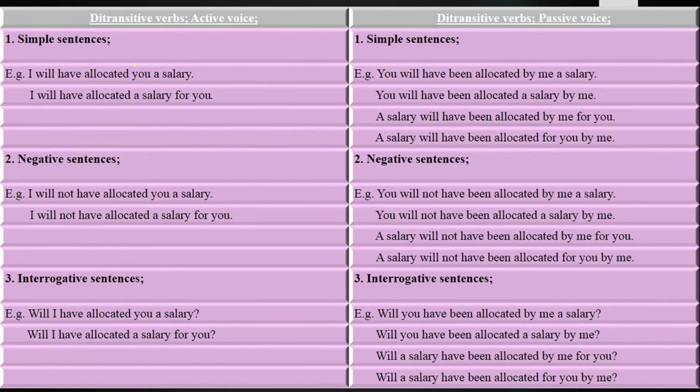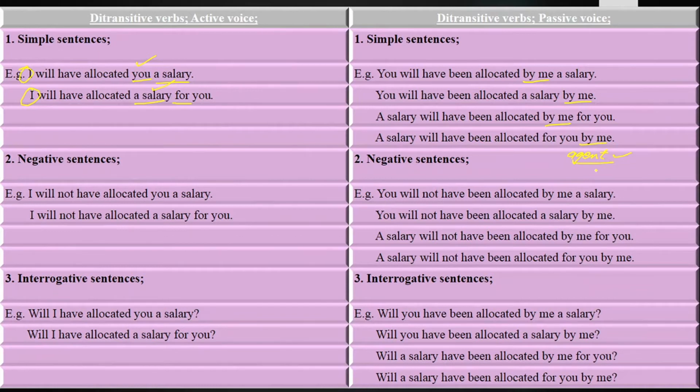I will have allocated you a salary. I will have allocated a salary for you. You know indirect comes at the beginning, direct at the end, but if you bring the direct first, it will be followed by a preposition. In the same way, the subject is the doer of an action, but in passive voice when you bring it in the place of the object, like by me, it will not be called an object. Keep in mind it will be called agent.